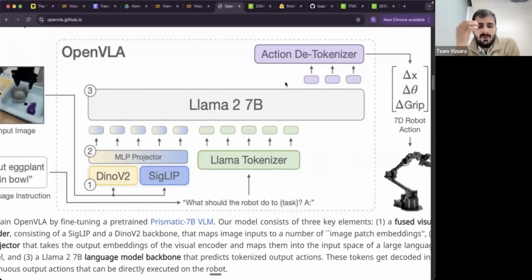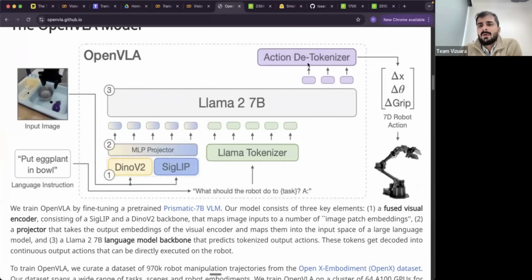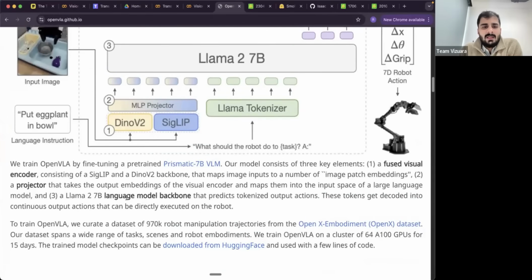This architecture is very different. I don't expect you to understand it completely, but I want you to understand the terminologies which are used in all these diagrams. So then you predict the actions, and then you predict the robot actions at the end of it. So let's try to read this.